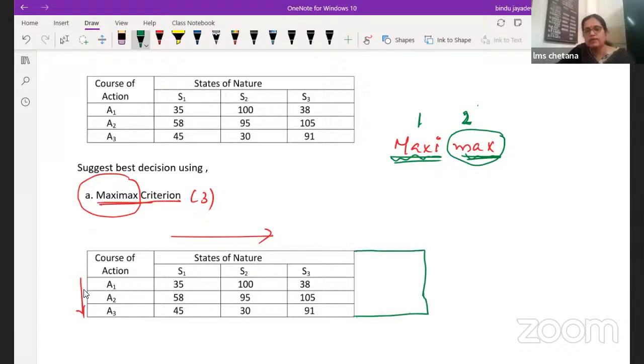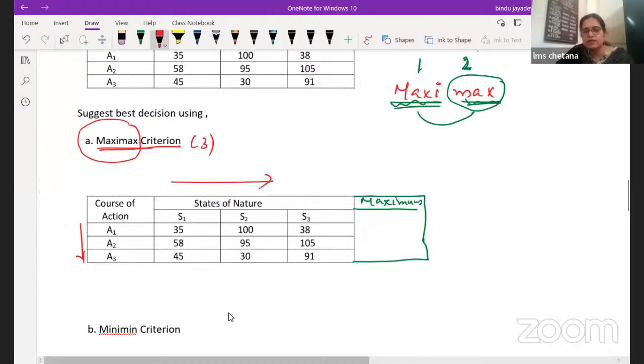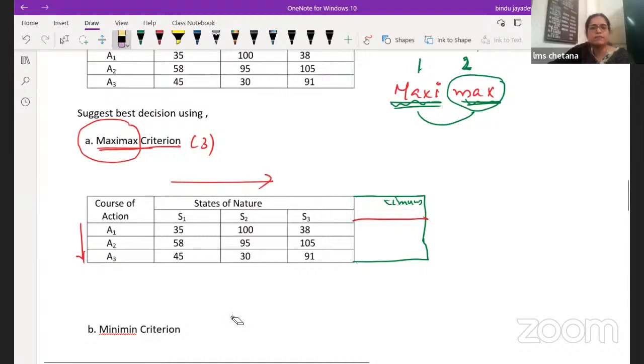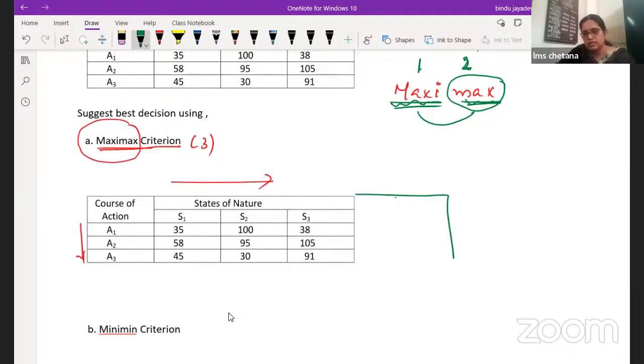What is that extra column? Maximum. Why did I take maximum? Because my question is Maximax. Second word is maximum, so I wrote maximum. Now what I'm going to do, please listen. Here it's very easy. I'll write maximum here. One second, I'll do it properly. Wait, I'll make one extra column to the question. What is that extra column? Extra column is maximum.